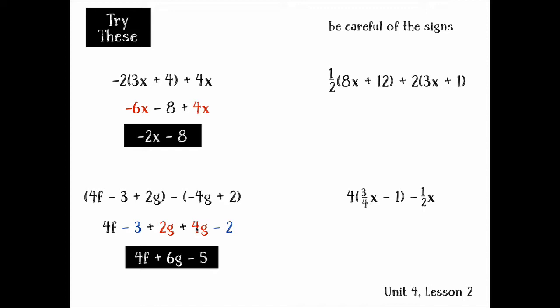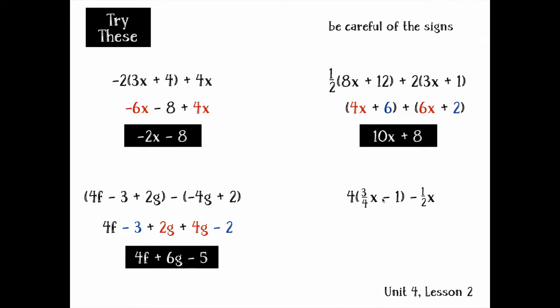All right, the final problem. Oh, I'm sorry, we're up here. Half of 8x is 4x. Half of 12 is 6. That was easy. 2 times 3x is 6x, and 2 times 1 is 2. I combine the terms. 4x and 6x give me 10x. 6 and 2 give me 8.